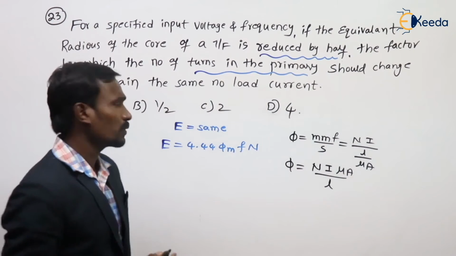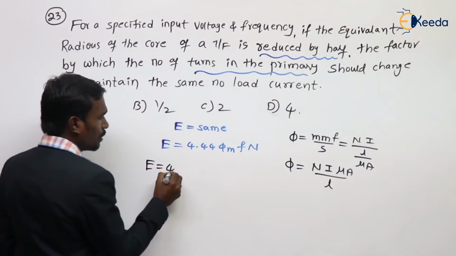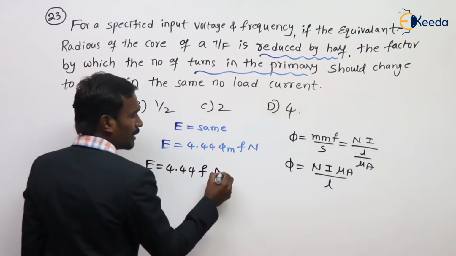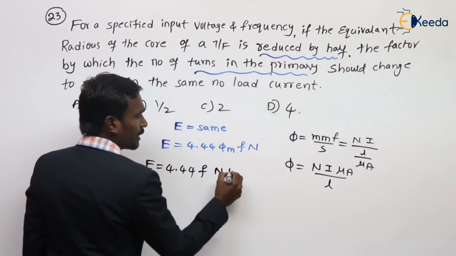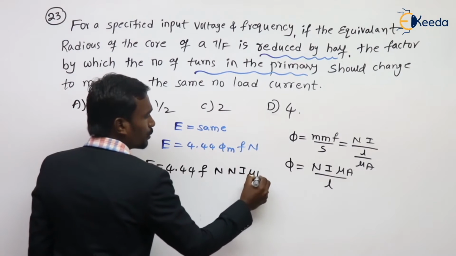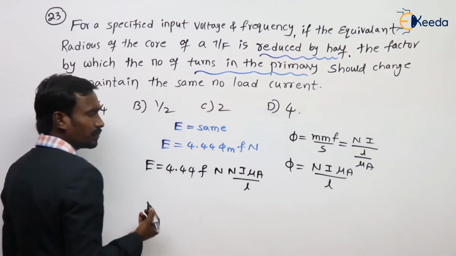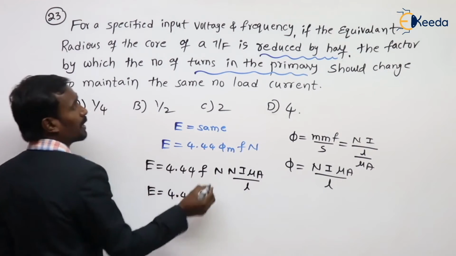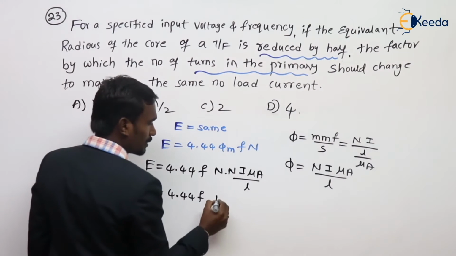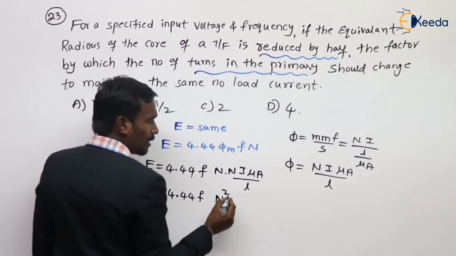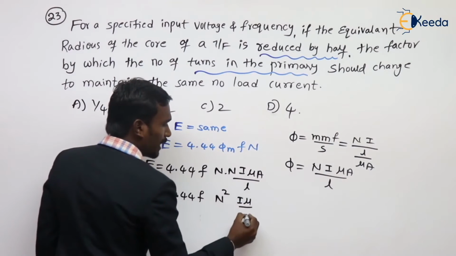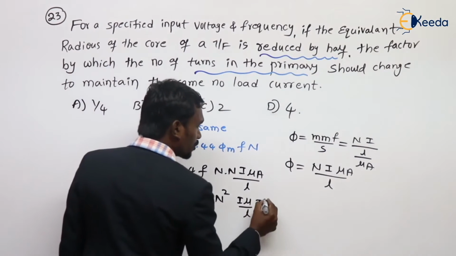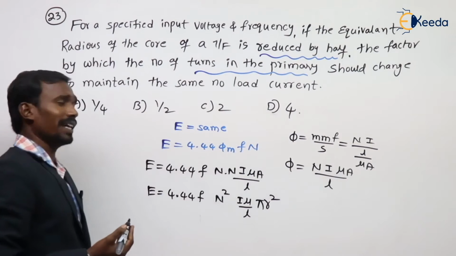That is the phi. So substitute here. E is equal to 4.44 into frequency F and N, the number of turns, and phi is nothing but the number of turns into I into mu A by L. So E is equal to 4.44 into F, because specified frequency, N square I mu by L, and A, the area. What is the area? Generally we take pi r square as my area.